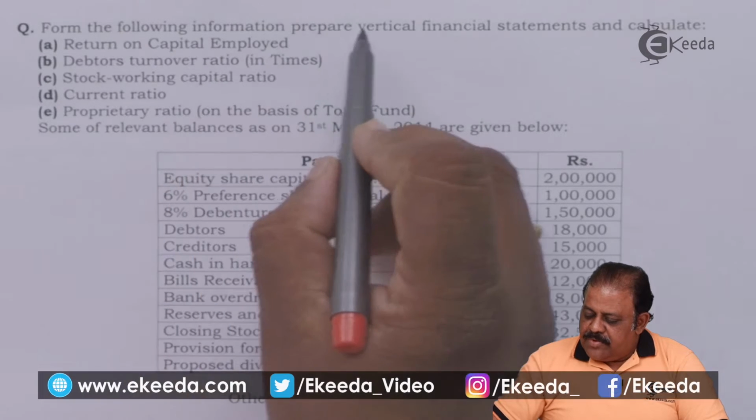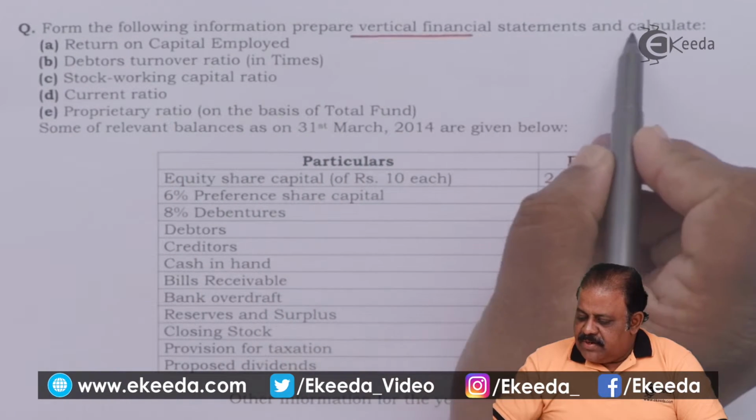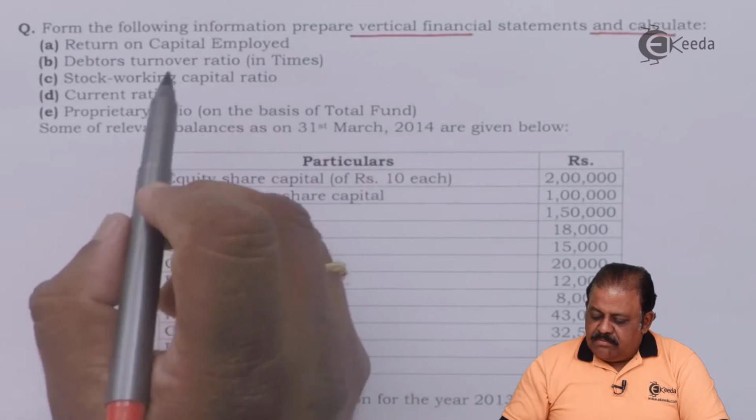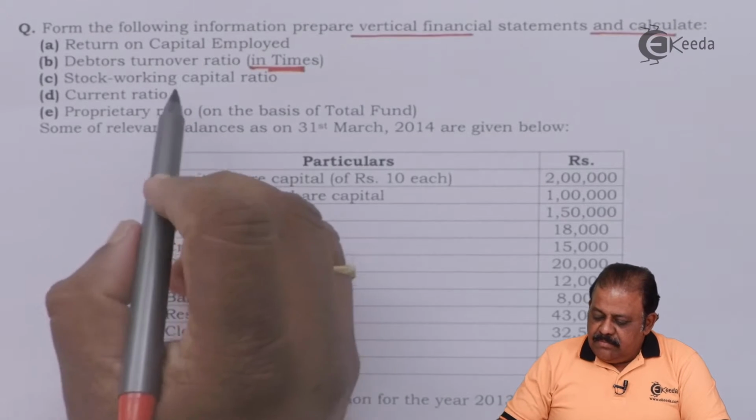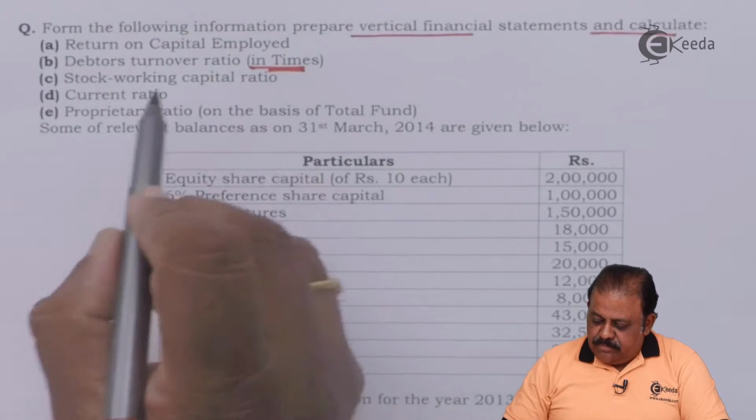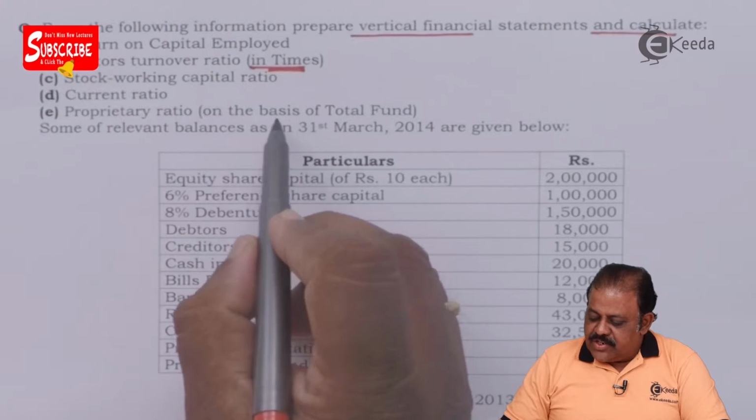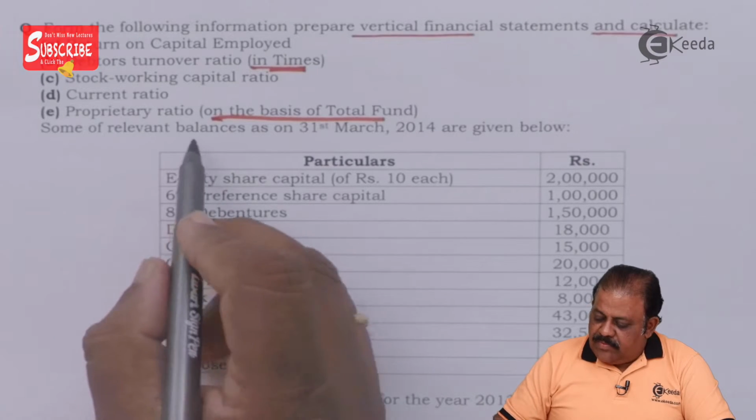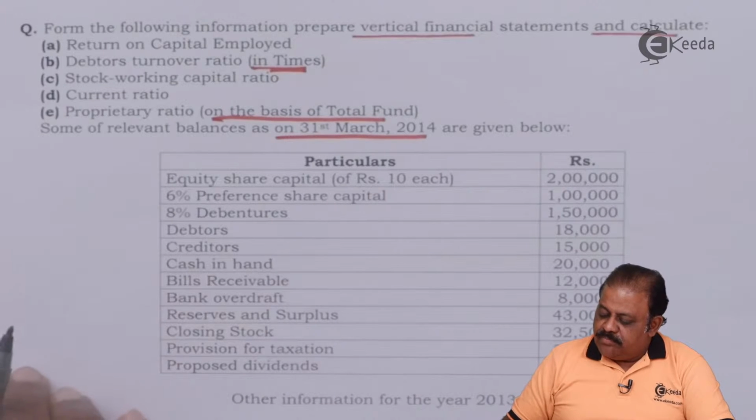From the following information, prepare vertical financial statement and calculate return on capital employed, debtors turnover ratio in times, stock working capital ratio, current ratio, proprietary ratio on the basis of total funds. Some of the relevant balances as on 31st March 2014 are given below.